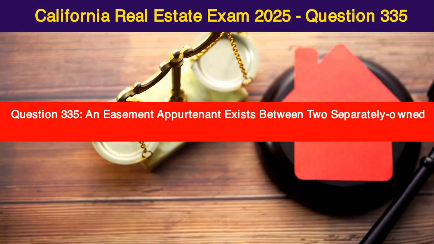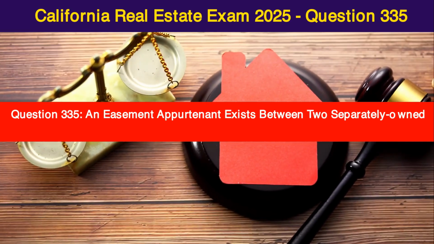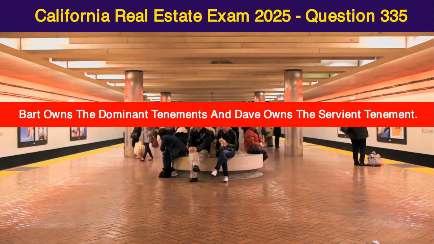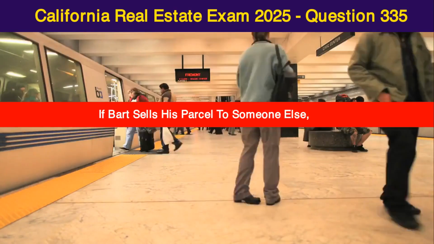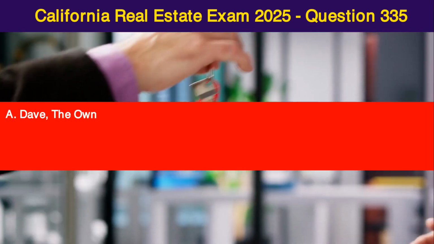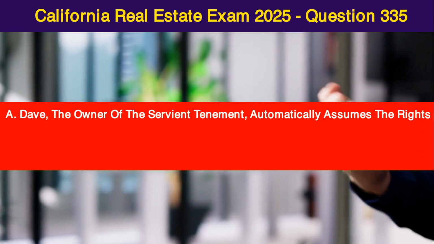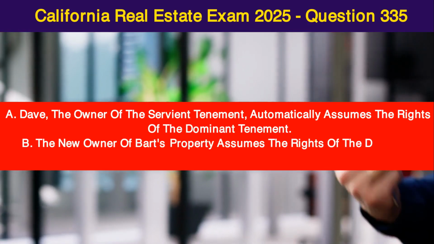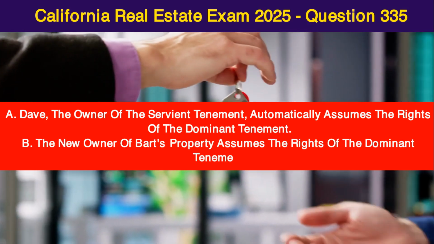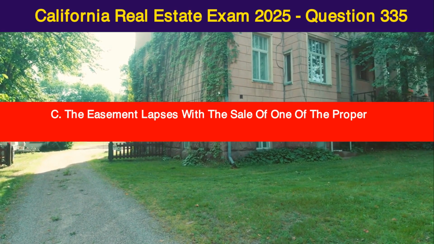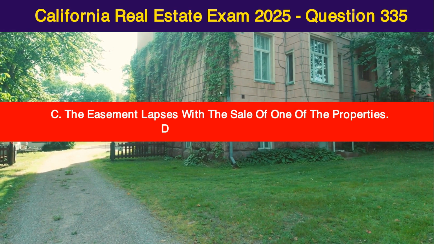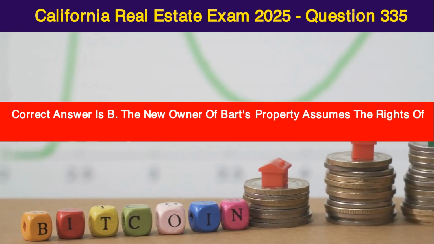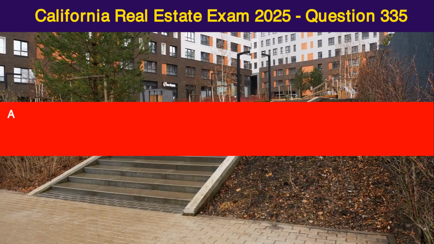Question 335. An easement appurtenant exists between two separately owned parcels of property. Bart owns the dominant tenement and Dave owns the servient tenement. If Bart sells his parcel to someone else, then A. Dave, the owner of the servient tenement, automatically assumes the rights of the dominant tenement. B. The new owner of Bart's property assumes the rights of the dominant tenement. C. The easement lapses with the sale of one of the properties. D. None of the above. Correct answer is B. The new owner of Bart's property assumes the rights of the dominant tenement.